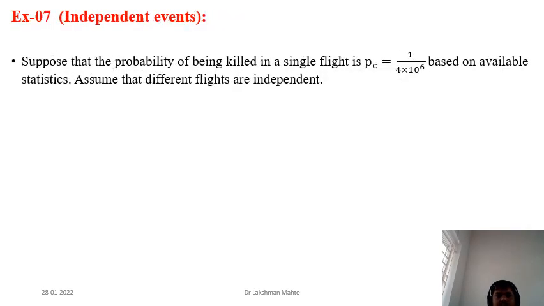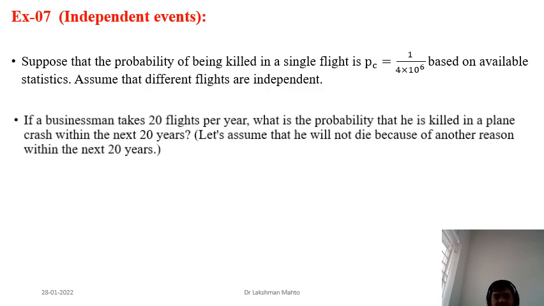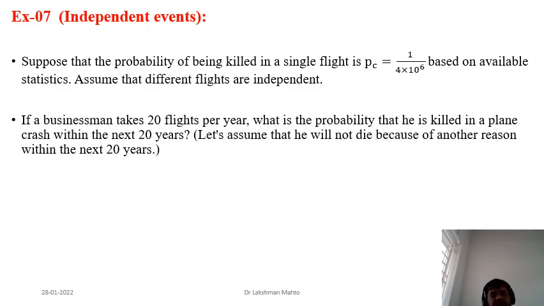Another example: suppose that the probability of being killed in a single flight is 1 by 4 into 10 to the power 6, based on available statistics. Assume that the flights are independent. If a businessman takes 20 flights per year, what is the probability that he is killed in a plane crash within the next 20 years? We are putting one assumption that he will not die because of another reason within the next 20 years.